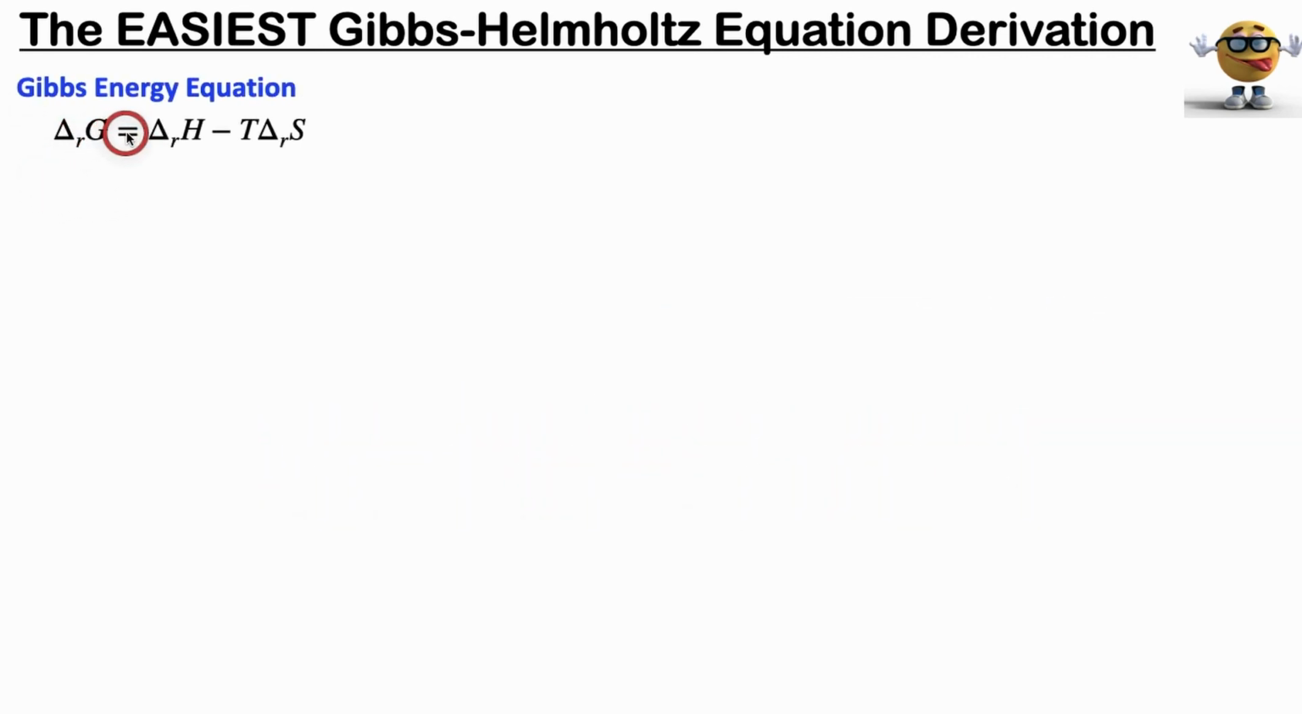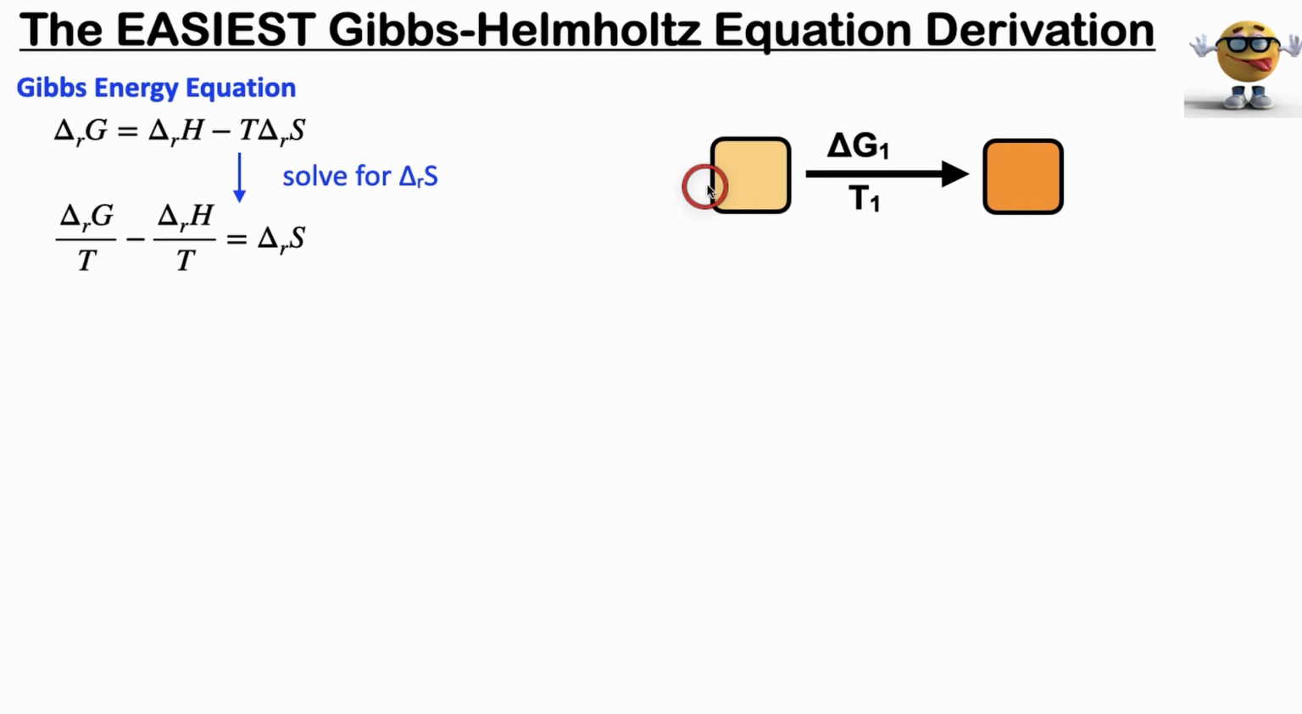Change in Gibbs energy equals the change in enthalpy minus temperature times the change in entropy. And we're going to solve for the change in entropy here and talk briefly about what this represents. So imagine we do some process at some temperature. It's going to have an associated change in Gibbs energy with it. If we do the same process at a different temperature, there'll be a different change in Gibbs energy.